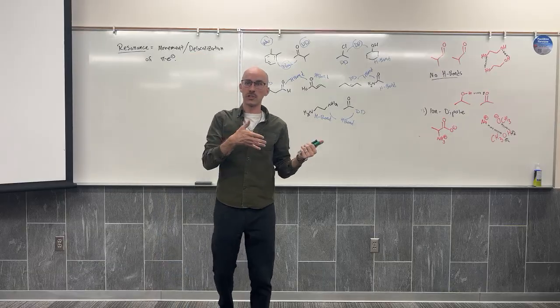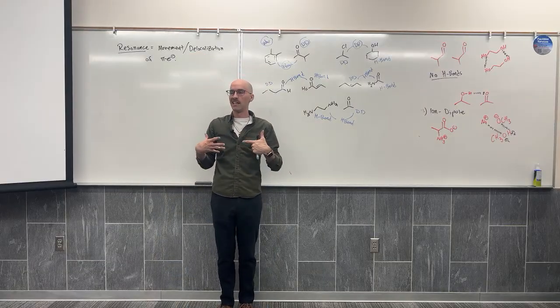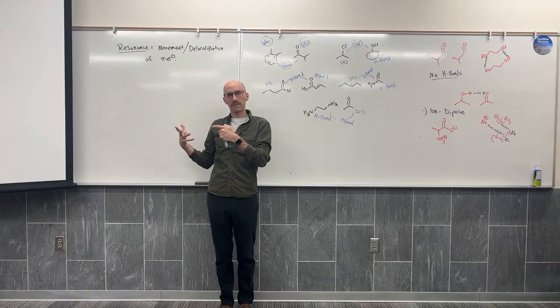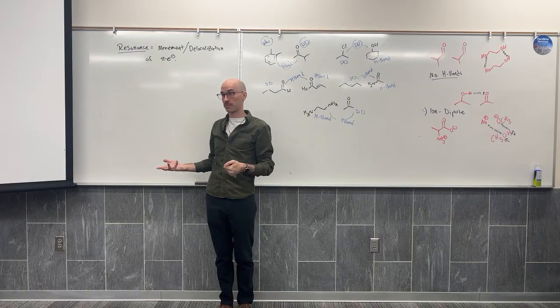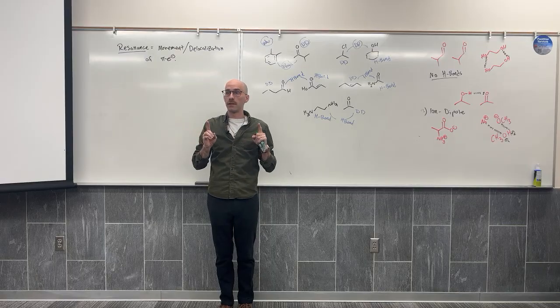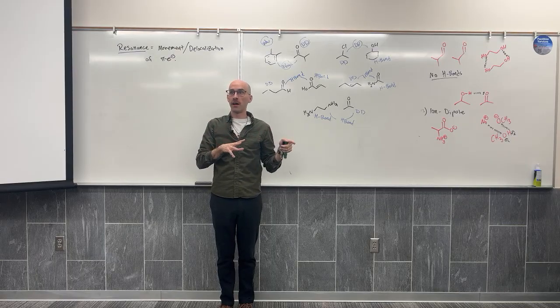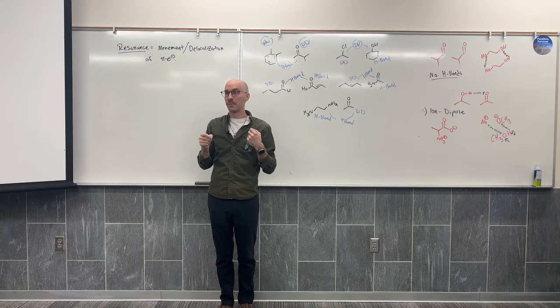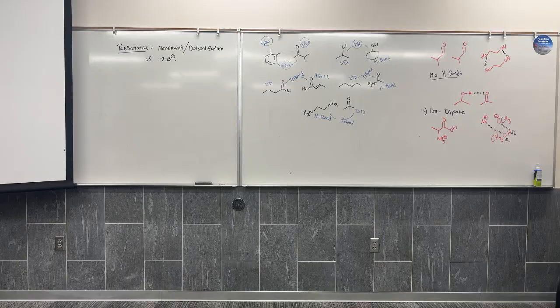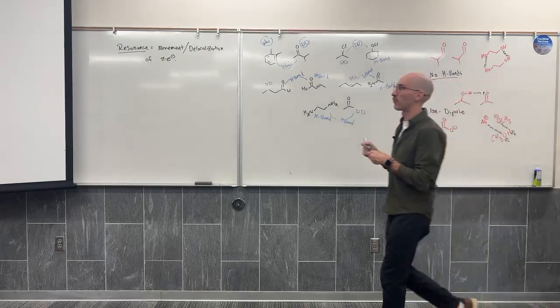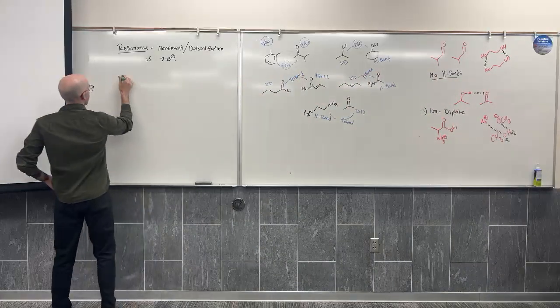So we're going to lean into both versions of these because, like we said earlier last week, MO theory does not do a good job of helping us understand structure. But valence bond theory, Lewis structures, doesn't really help us understand why molecules behave the way they do. So I want to start with a simple idea of resonance in a pi bond.